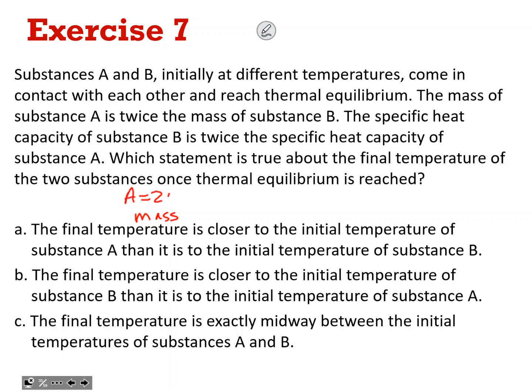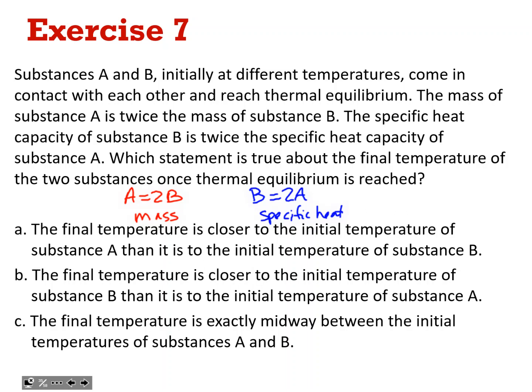A equals 2B for mass, and then the specific heat capacity of B is twice the specific heat of A, so B equals 2A for specific heat, right? And which statement is true about the final temperature of the two substances once thermal equilibrium is reached? So, okay, what can we say about that in terms of looking at our choices?